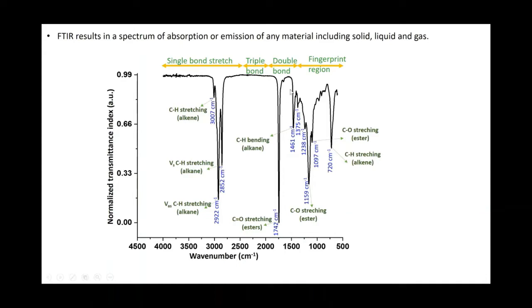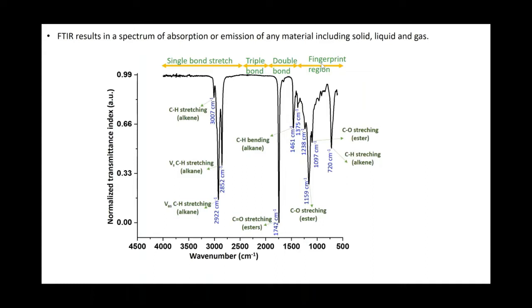However, if you look at the region between 1500 to 400, these are the fingerprint region. The reason behind this is that the absorption bands in this region are generally due to the intramolecular phenomenon, and this phenomenon is usually very specific to each material. So this is how you get molecular information of an unknown sample by comparing it with a standard sample whose spectra is known.